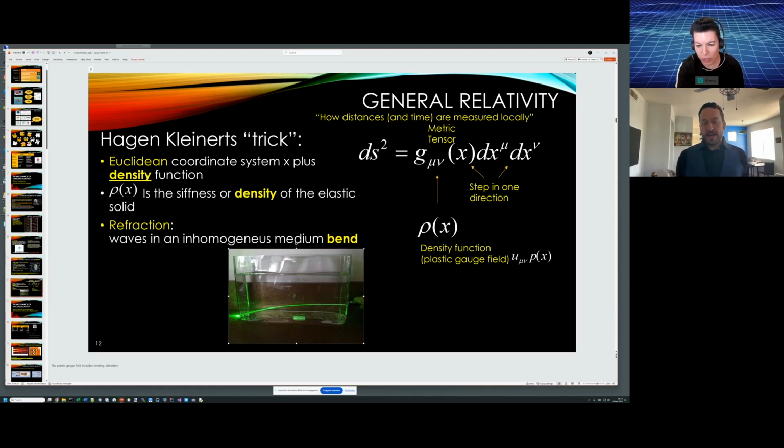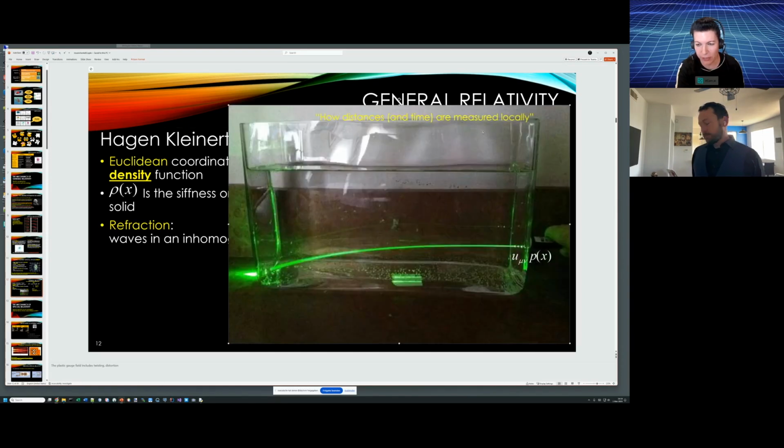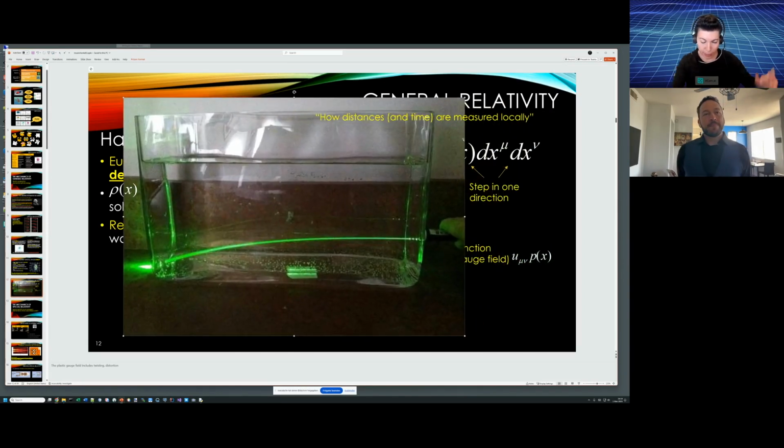Yeah, and let me just enlarge this. You can actually do this experiment even in your kitchen. You take a bowl of glass. I guess the walls have to be kind of flat. You add water and sugar, lots of sugar, okay?